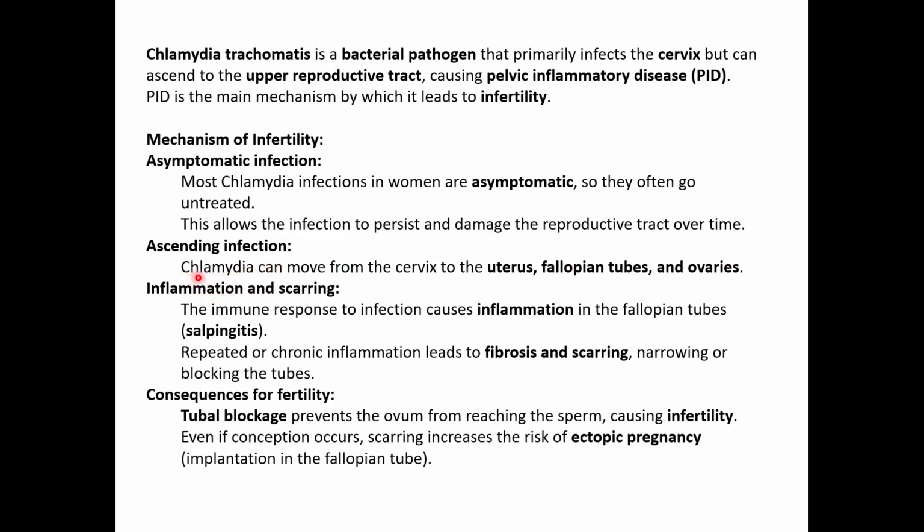Ascending infection: chlamydia can move from the cervix to the uterus, the fallopian tubes and the ovaries. The inflammation and scarring, that is the immune response to the infection, cause inflammation in the fallopian tubes, and repeated chronic inflammation leads to fibrosis and scarring of the tissue, narrowing or blocking the tubes. Consequently, tubal blockage prevents the ovum from reaching the sperm, causing infertility. Even if conception occurs, scarring increases the risk of ectopic pregnancy, that is, implantation into the fallopian tube itself instead of the uterus.